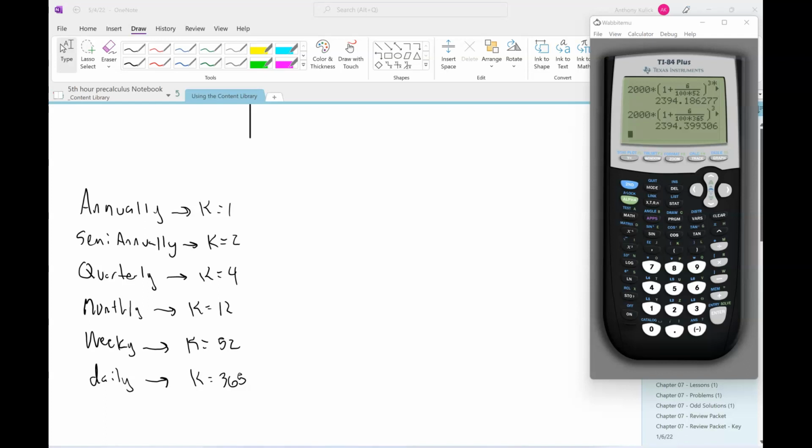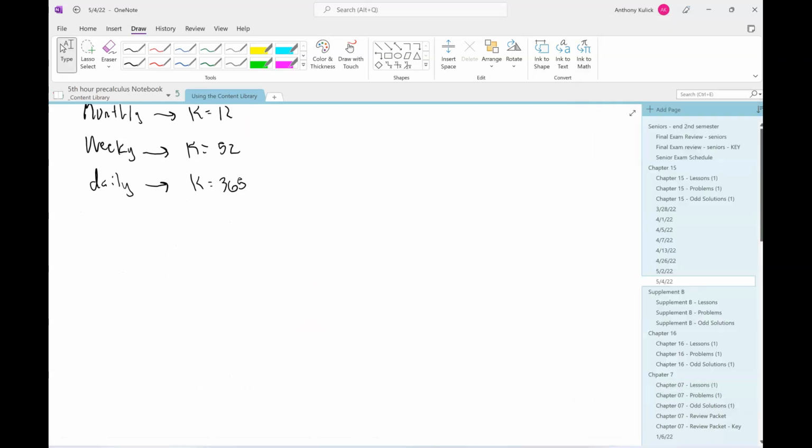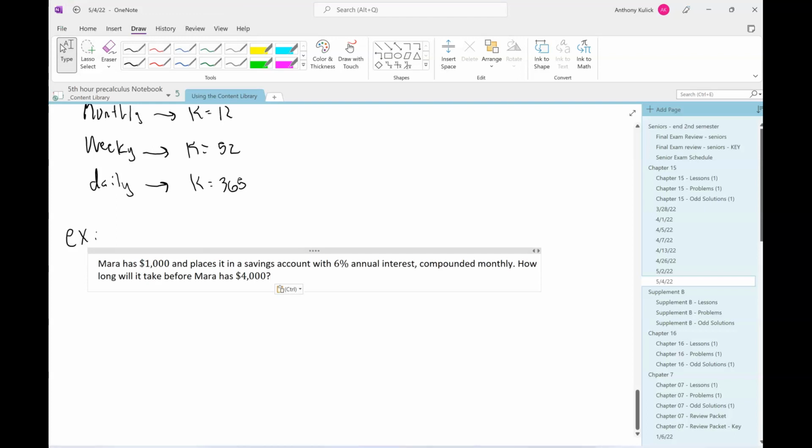All right. So we have this new compound interest formula. Let's run through some examples of the kinds of problems we can solve with this, so we get some ideas on what's going on here. First example: Mara has $1,000, puts it in a savings account with 6% annual interest. Good for you for finding a savings account with 6% annual interest, compounded monthly. How long will it take before Mara has $4,000?